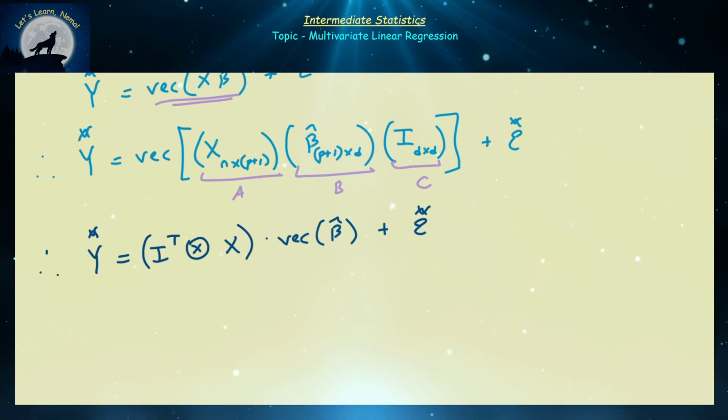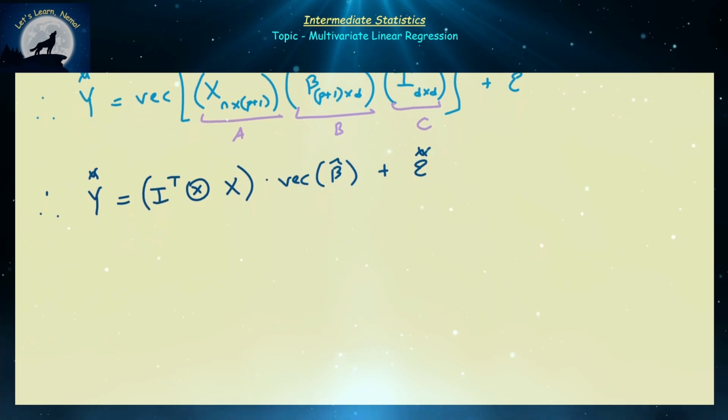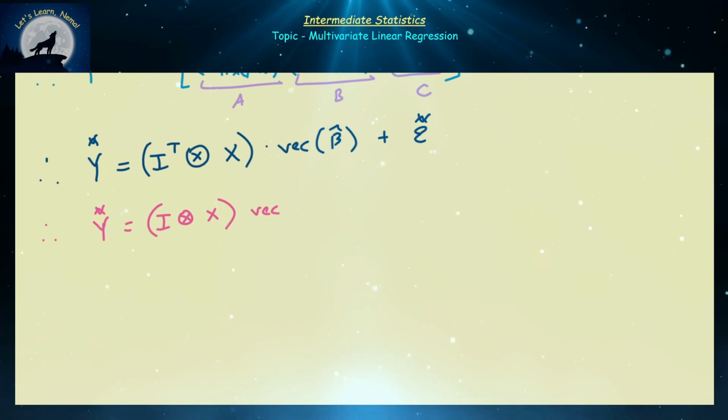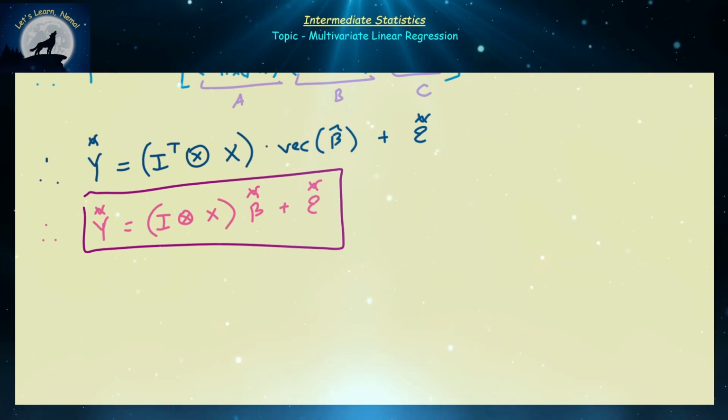Keep in mind I is a symmetric matrix, so I transpose will be equal to I, so this is going to be just y hat vectorized equal to I Kronecker product with x, and then times the vectorization of beta hat, which I'm just going to write as beta hat vectorized, plus epsilon hat vectorized. And we have this very beautiful identity. So it's almost like an x beta hat, but with I Kronecker product with x. So what exactly is this object?